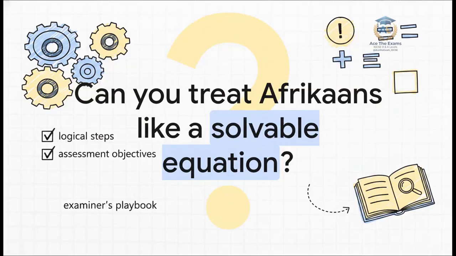I'll leave you with this final, somewhat provocative thought. If Passage 1 is built entirely on logical steps, specific assessment objectives, and method marks, what is actually stopping you from treating the Afrikaans language like a perfectly solvable equation? Because honestly, that's exactly what it is.